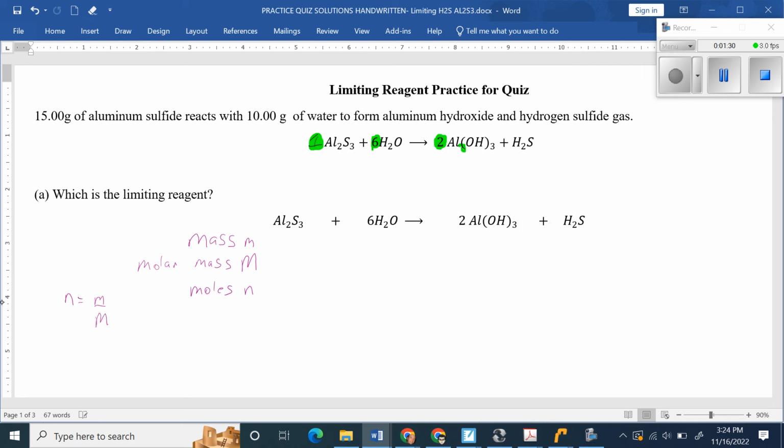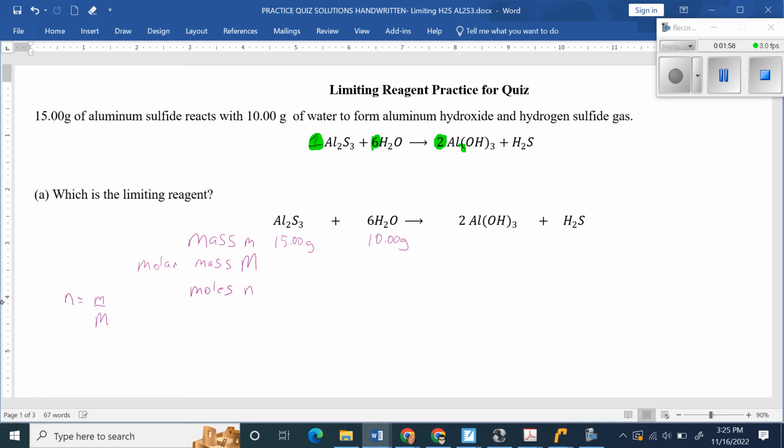Okay, now I'll just list what I'm given here. So 15.00 grams, 10.00 grams, right? And so one of these is going to run out first. And it's not really obvious at all which one's going to run out first, right? So we know that we have to convert this. These come together in molar ratios, so we need to convert to moles.